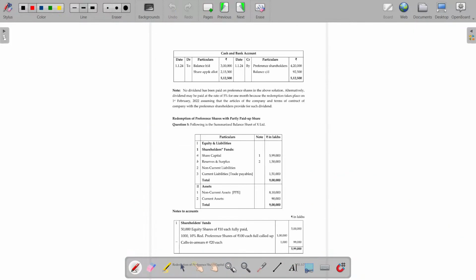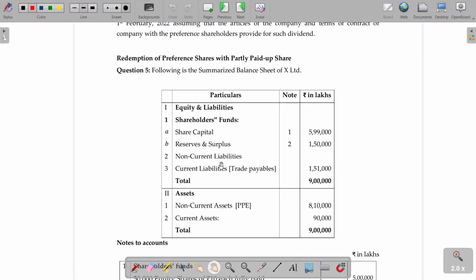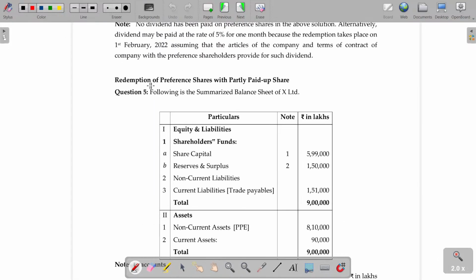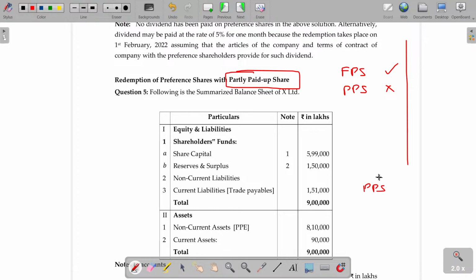Now, I am not going to solve question number 5 here. What happens if there are partly paid up shares? If you have fully paid up shares and partly paid up shares, and redemption is initiated, then you have to redeem only the fully paid up ones. You should leave the partly paid ones unredeemed. If you have partly paid up shares and are asked to redeem, convert them into fully paid up shares and then redeem. Is that okay?